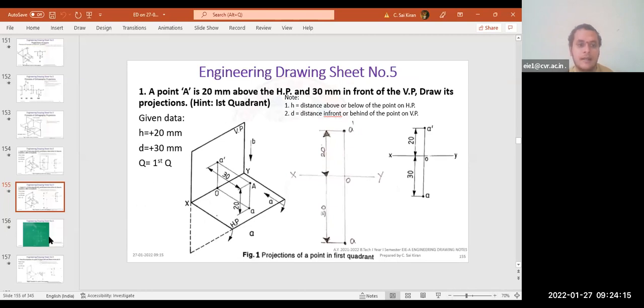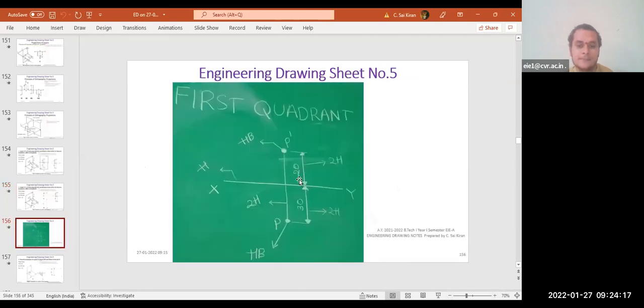Same thing, and the importance of using the pencils. Draw everything with the H pencil, the XY line, everything, and give the dimensions such as 20 and 30 with the 2H pencil. And you need to highlight this point. After drawing the vertical line, you have to highlight this point with the HB pencil. Compulsorily, you have to use all three pencils by this method.